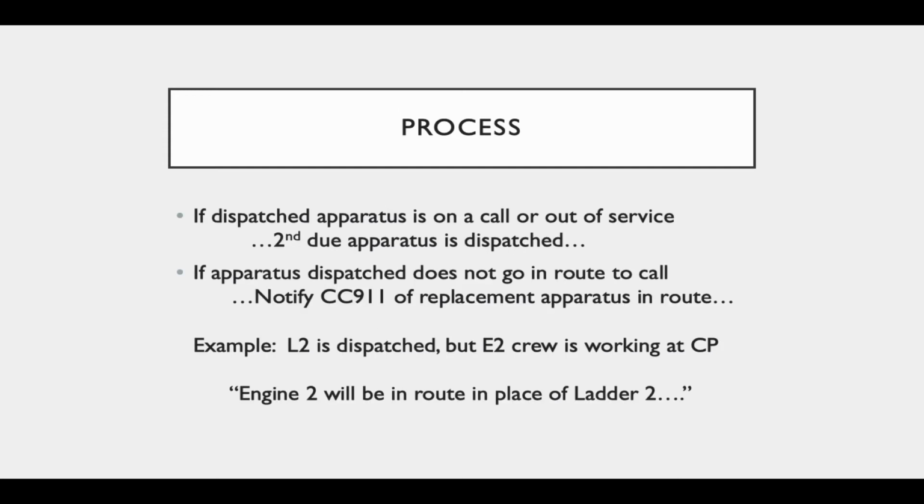If the dispatched apparatus is on a call or out of service, the second due apparatus will be dispatched. If an apparatus dispatched does not go en route to a call, notify 911 of its replacement apparatus en route. For example, Ladder 2 is dispatched, but Engine 2 crew is working check-a-block apart. The correct response to 911 would be, Engine 2 will be en route in place of Ladder 2.